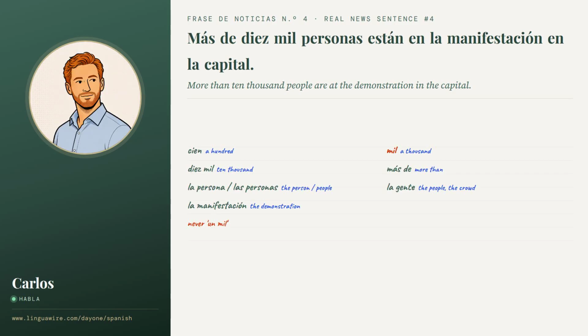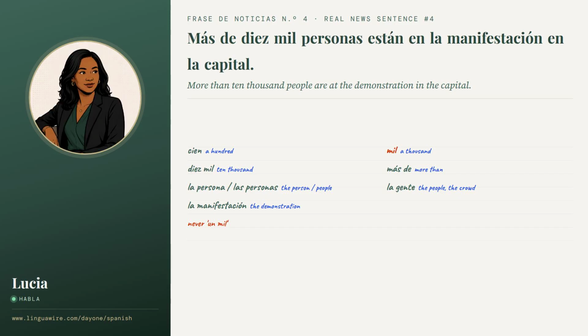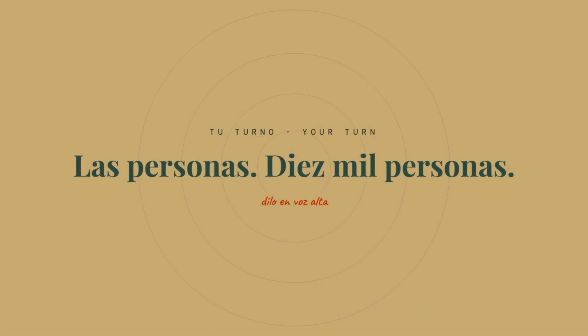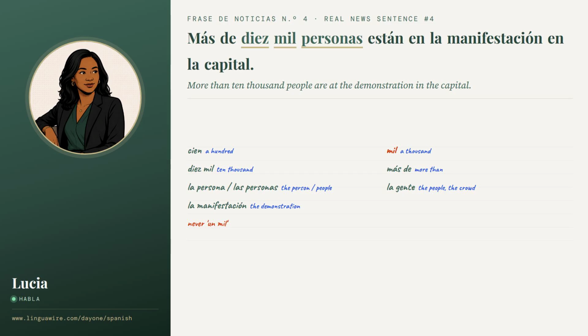10,000 what? People. And Spanish has 2 words for people. They behave very differently. The one in our sentence is the counting word. One person, la persona; many, las personas. 10,000 personas. Your turn. And the other one, la gente, means people as a crowd, a mass.